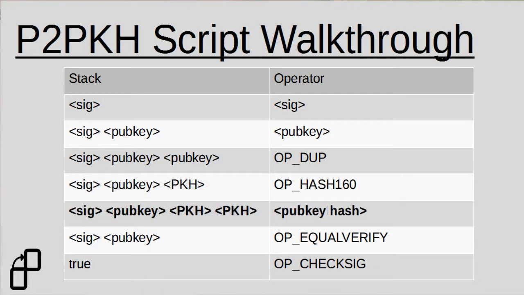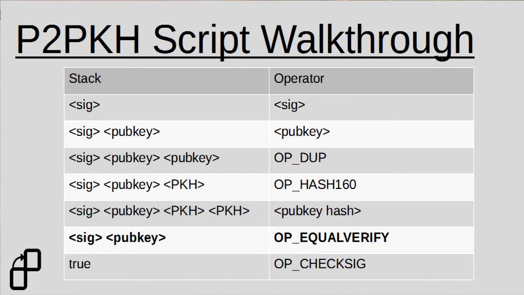The next value is again a constant value, which is the public key hash provided by the locking script. Now this value is pushed onto the stack, and we have public key hash, pub key, and sig from top down. The next operator is OP_EQUALVERIFY.